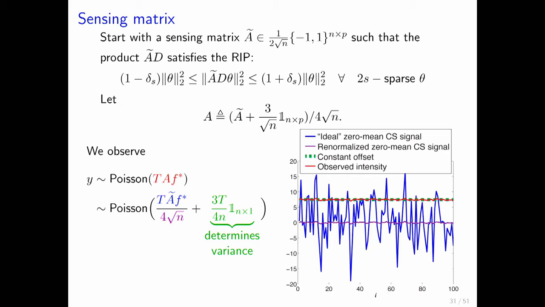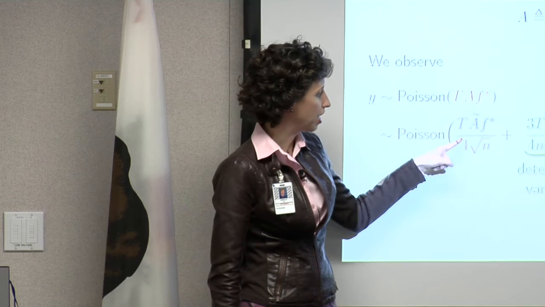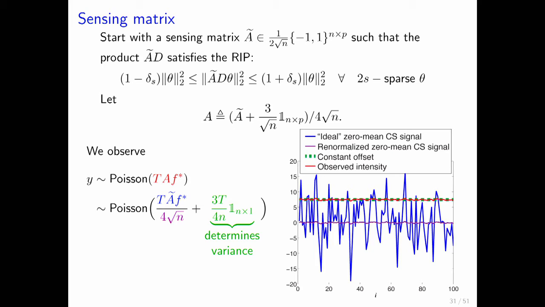So our measurement model is Y is Poisson with intensity T A F star. And now I'm going to replace this A with this expression here, which decomposes it into our standard compressed sensing matrix plus an offset divided by some rescaling. So T A tilde F star, this blue thing, and I've got a blue plot here that shows it for some toy problem, is what we'd like to sense. This is the kind of thing that most of the compressed sensing literature analyzes. If we measured this thing in blue, how well can we recover F star?